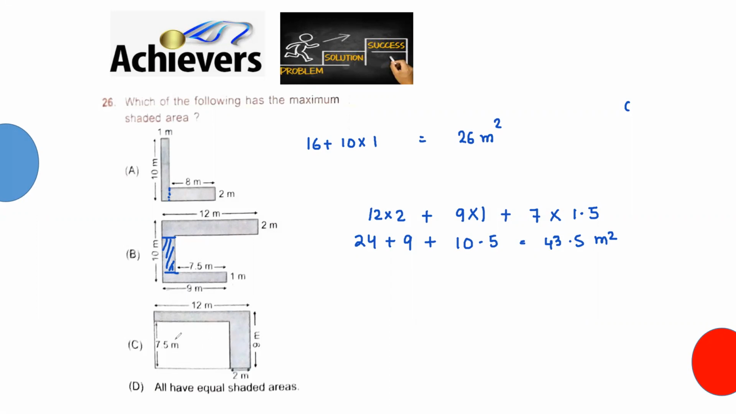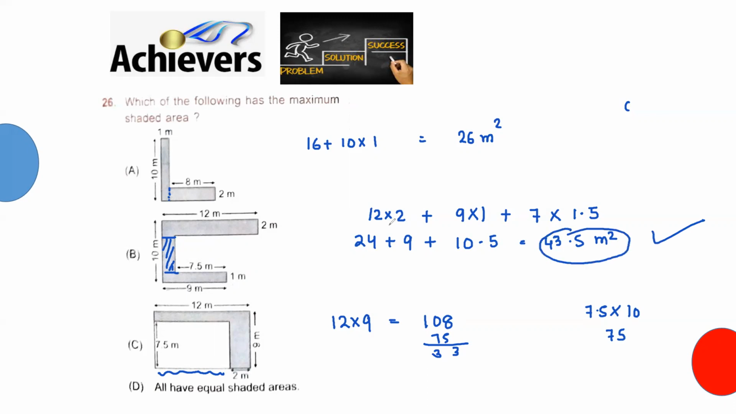Now the last one: which of the following has maximum shaded area? You have to find out. For the shaded area, we have to calculate this part. So total area is how much? You can calculate 12 into 9, so that is 108. Now minus this part, then you can calculate the shaded part. So 7.5 into this part, from here to here, because this is 7.5, and here to here is how much? 12 minus 2, 10. So this gives you 75. Subtract. So you can see B is the answer because you are getting the maximum area here.